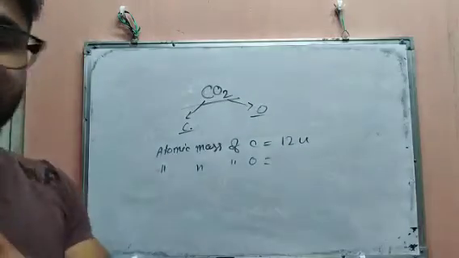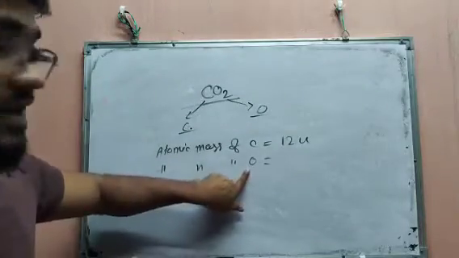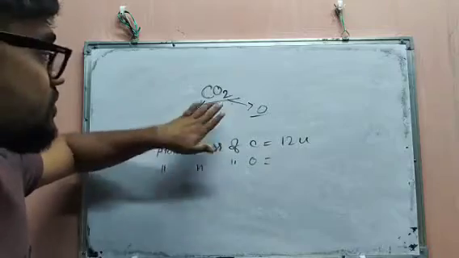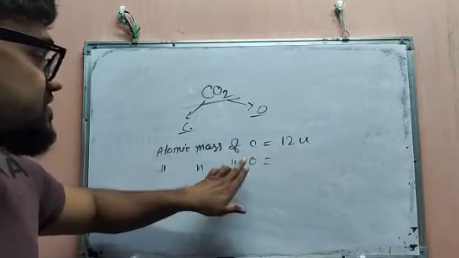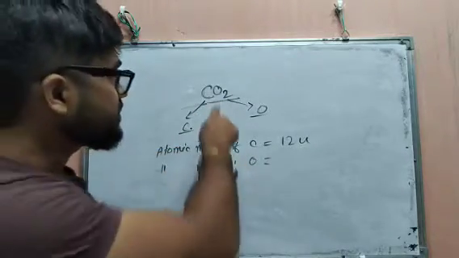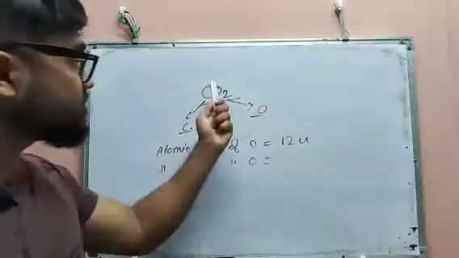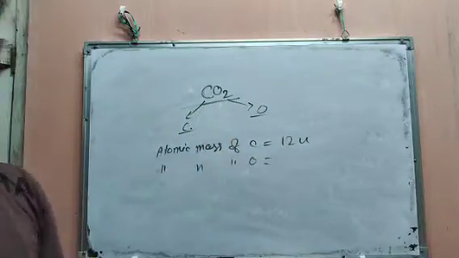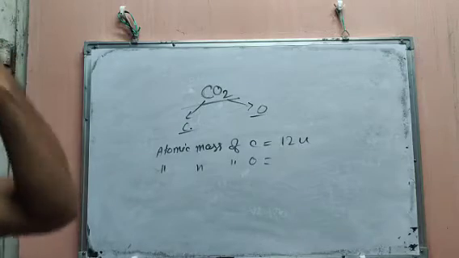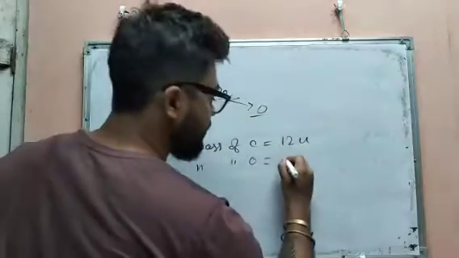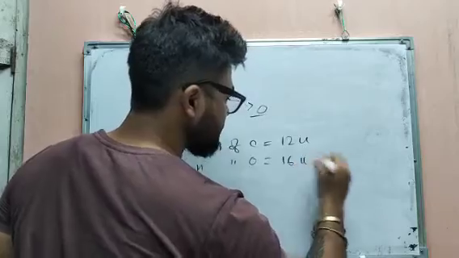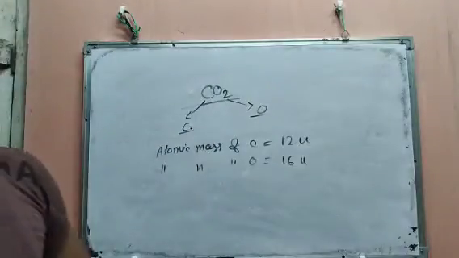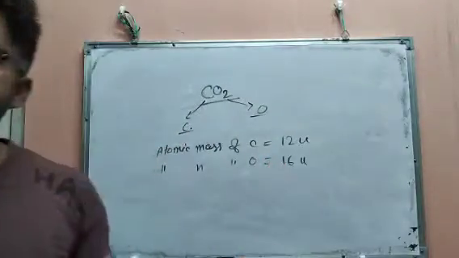Now be careful here. I am writing only oxygen, but 2 oxygens may be given. When you find the atomic mass of oxygen, be careful and see how many atoms are there, but I am finding the atomic mass of only 1 atom. So what will it be? For oxygen it will be 16 U, because carbon is 12 and oxygen is 16 U.